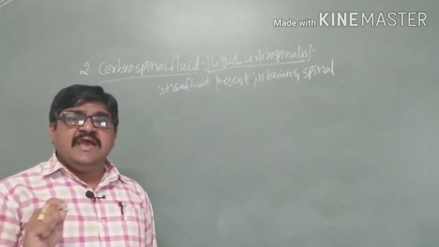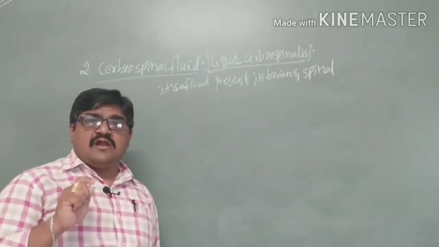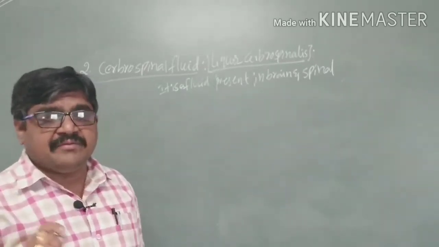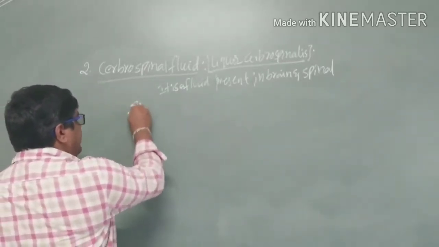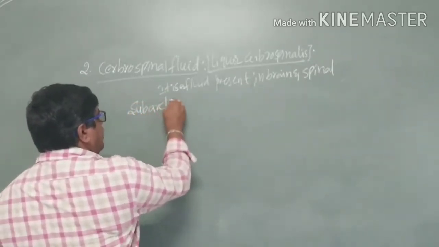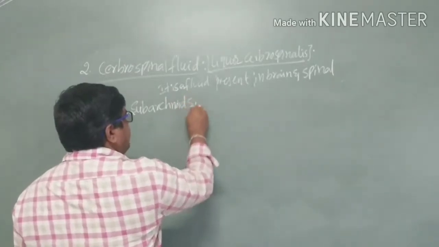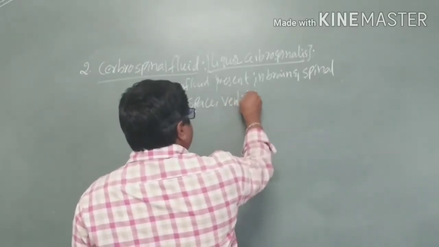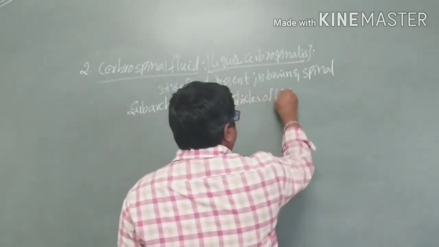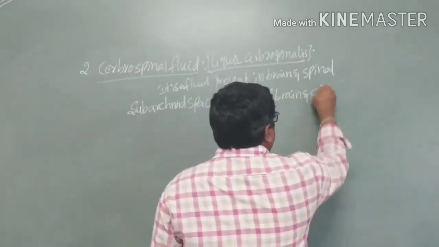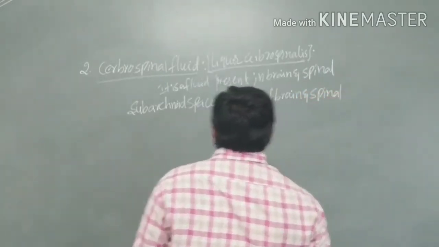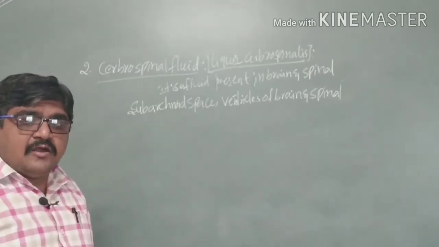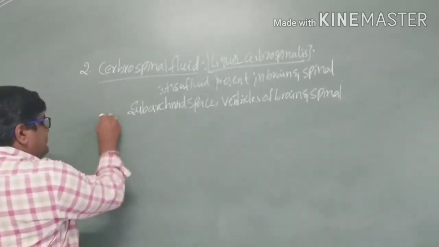Not only is it present in the brain, it is also present in the subarachnoid space as well as the cavities of the brain and spinal cord. It is present in the subarachnoid space, and in the ventricles of the brain and spinal cord.